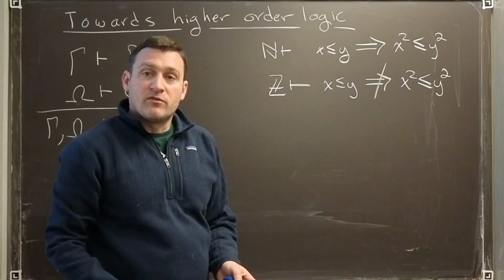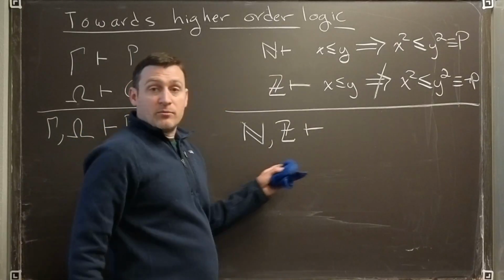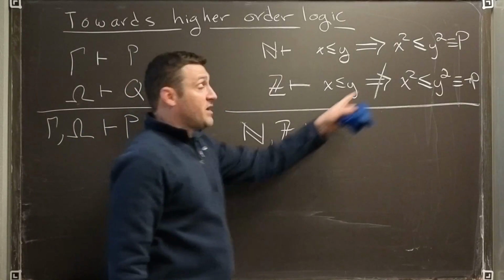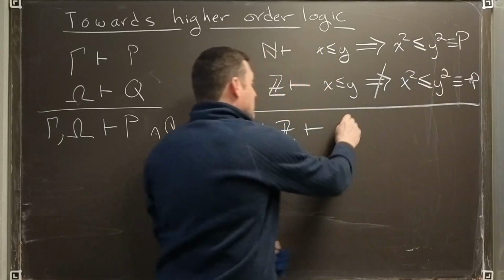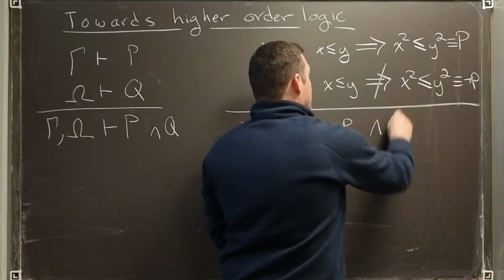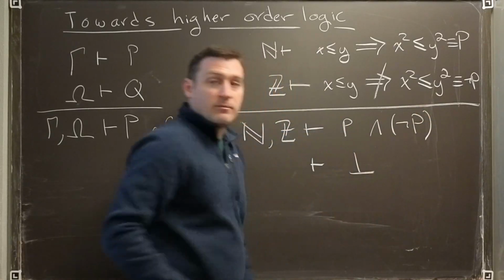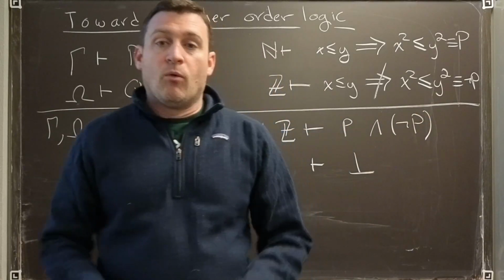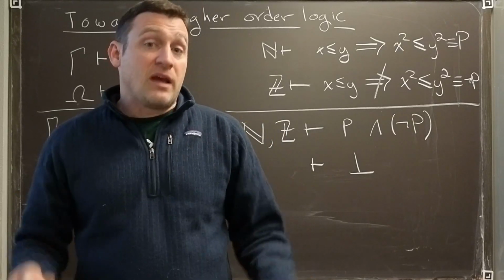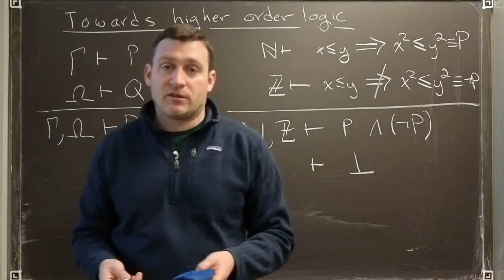If we write down what we've just said in symbols, the natural numbers together with the integers would seem to entail a context in which P is true and not P is true, because that's the second one. This is a claim that's true in any logic. Once we have that this is false, we now have a problem. So how are we going to fix this?